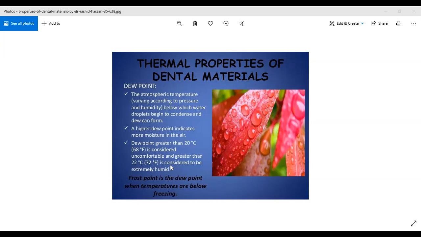A proper answer, I'm not finding it. I'll try to search for what exactly it is. Proper answer is not yet with me, but this is what I found out. This is what the dew point is. The higher dew point indicates more moisture in the air.